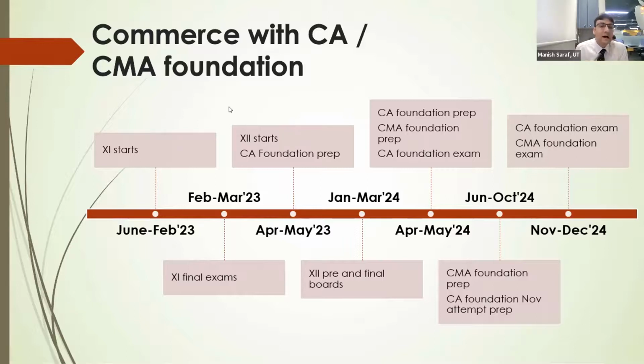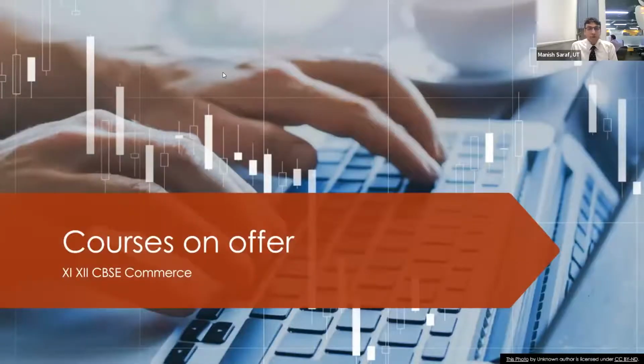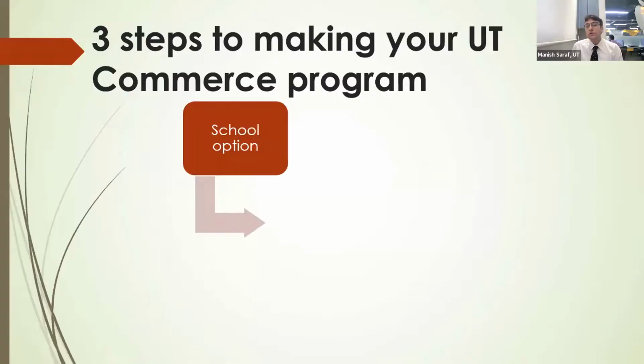So this is how a timeline would be for a commerce student with a CA course. On this note, now let me share with you how you make your courses at UT. हम इसको किस तरह से offer कर रहे हैं और आप कैसे decision ले सकते हैं. So you have first decision to make around your school option. How do you want to do your commerce course? Whether you would want to do an integrated fashion or in non-integrated fashion.